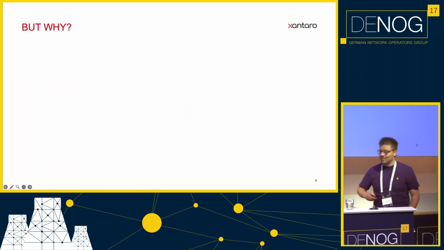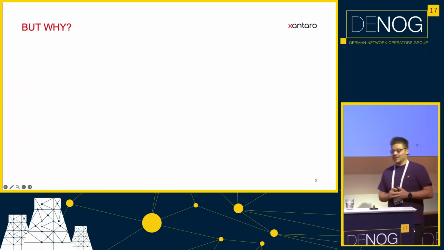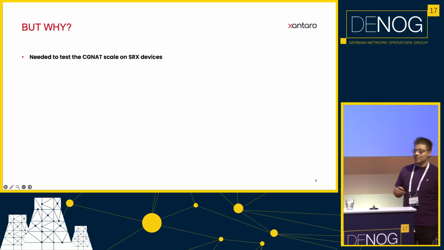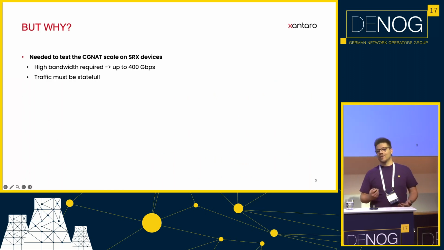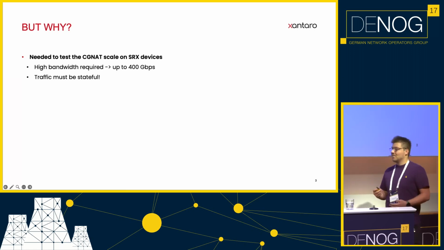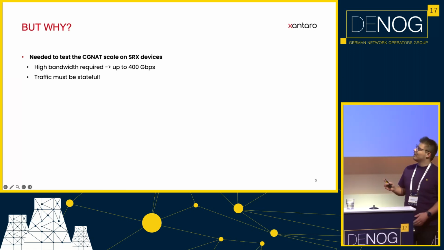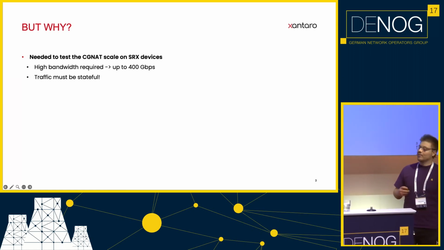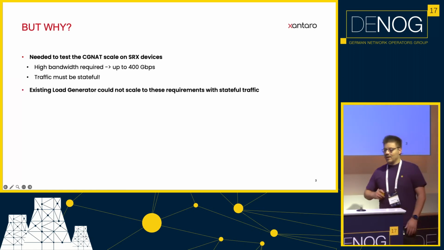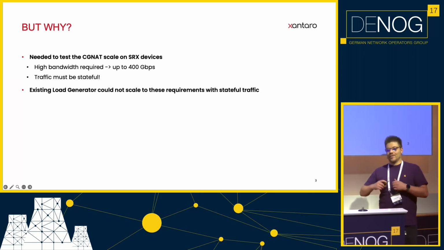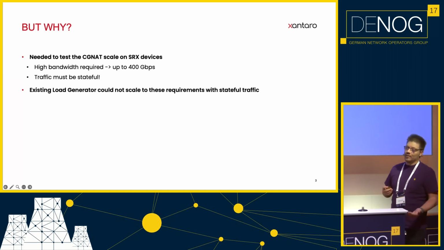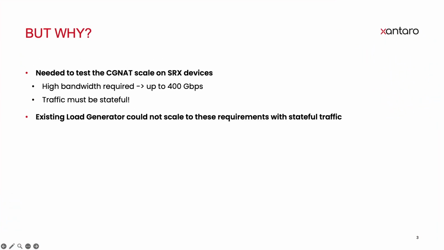Okay. So, how did I even end up in this situation? We wanted to test Juniper's SRX solution for CGNAT, and there we had a device that had a throughput capability of up to 400 gigs. So of course we needed to generate those 400 gigs in stateful traffic. But the challenge with that is our existing load generator wasn't able to generate 400 gigs of stateful traffic, since we mostly use it for layer 3, layer 2, or in protocol testing. So we needed to find a solution.